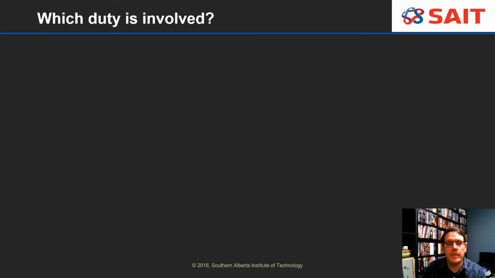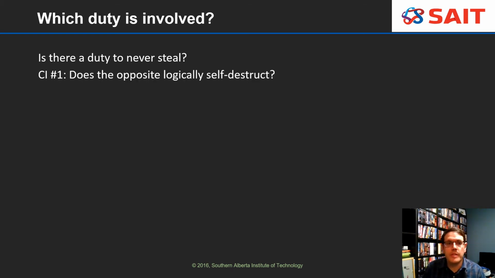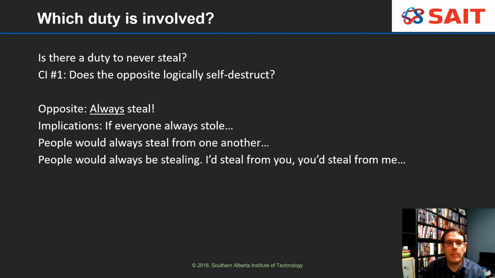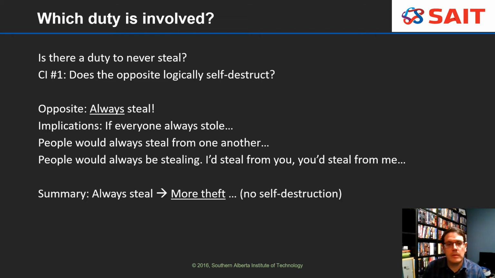First, we have to determine which duty is involved. Is there a moral duty to never steal? According to the first categorical imperative, we have to look at whether or not the opposite would logically self-destruct. The opposite is to always steal. If everyone always stole things, then people would always steal from one another. People would always be stealing. I'd steal from you, you'd steal from me, I'd steal back from you. In summary, always stealing would actually just lead to more theft. There's not really any self-destruction.